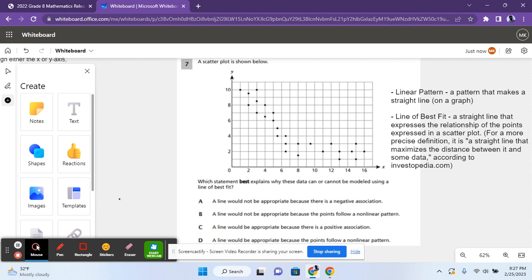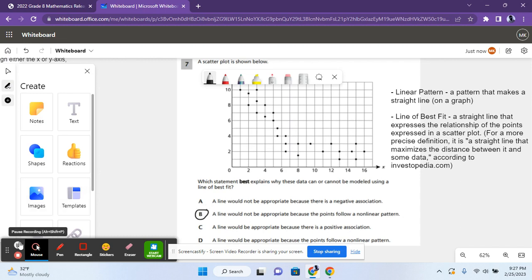Line of best fit is a straight line that expresses the relationship of the points in a scatter plot. For a more precise definition, it is a straight line that maximizes the data between it and some data, according to Investopedia.com. So after looking at the definitions, you could quickly see that the correct answer for question 7 would be B.